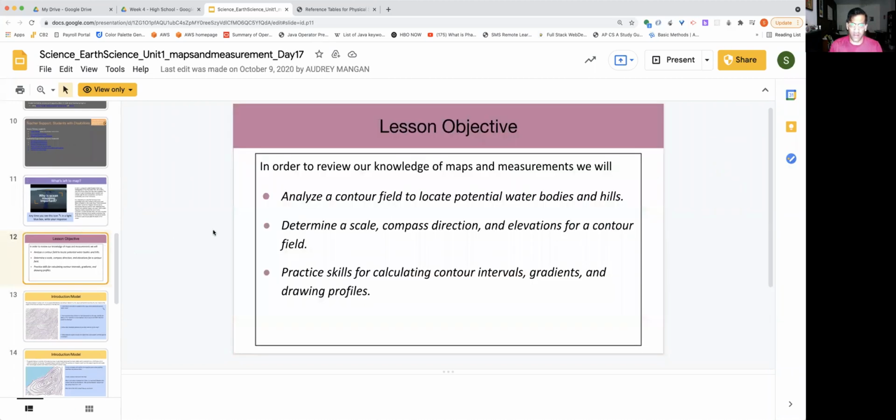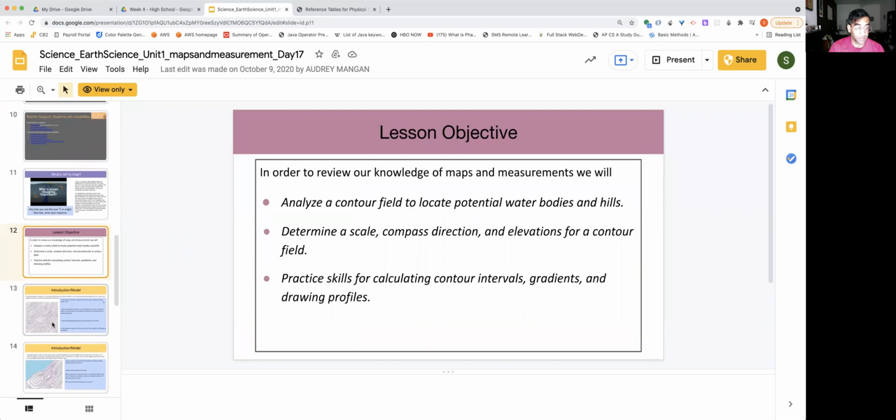In this particular lesson, we want to be able to analyze what we call a contour field and locate both bodies of water and hills. We'll locate those using the same sorts of hints or clues from the structure of a contour map. We want to determine a scale, give a compass direction and elevations for a contour field, and then practice skills for calculating contour intervals and what we call gradients, and then drawing profiles.